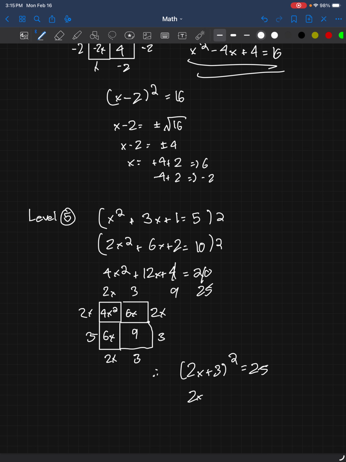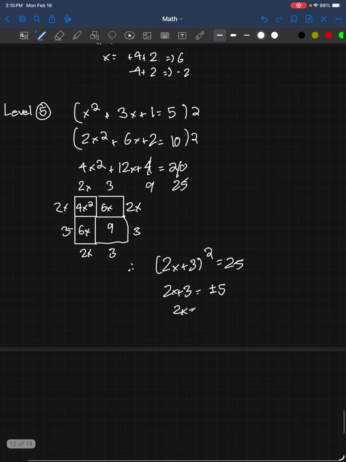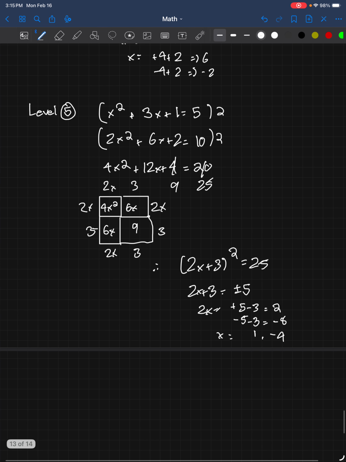So 2x plus 3 equals plus or minus 5. 2x equals either plus 5 minus 3 or negative 5 minus 3. So plus 5 minus 3 is 2, negative 5 minus 3 is negative 8. So then x equals either 1 or negative 4. Okay, now that was level 5.